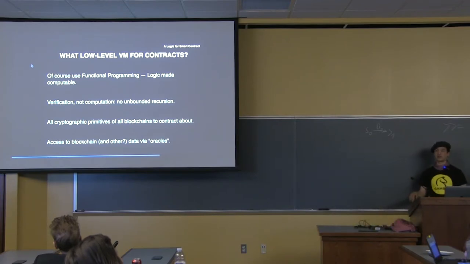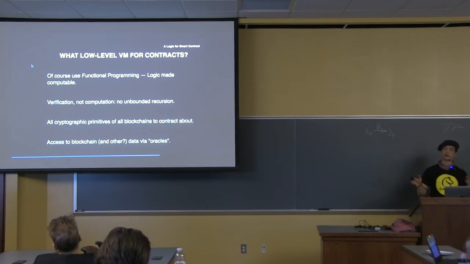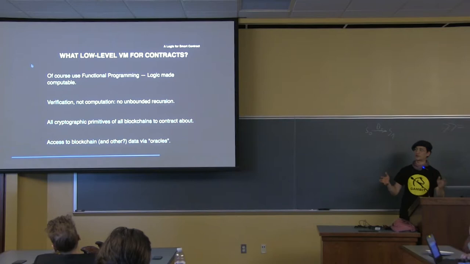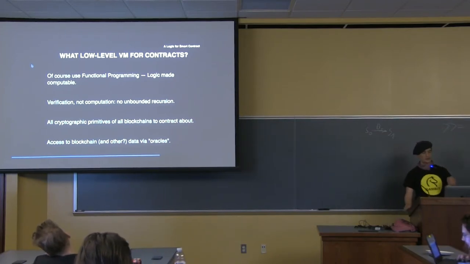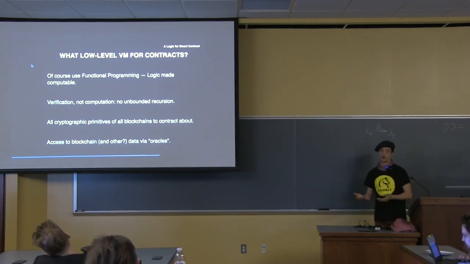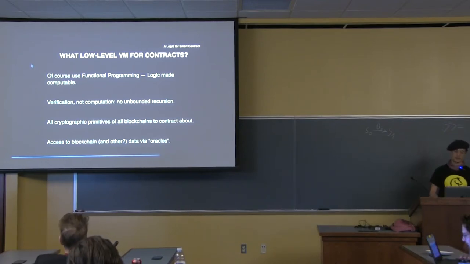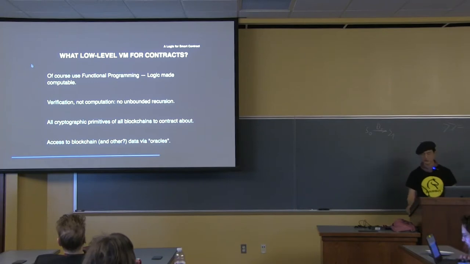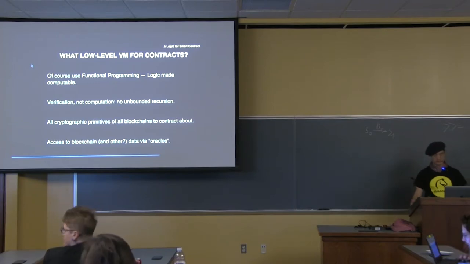You can have a logic that has only subtraction and no addition, and that will be enough. All the constructors should be constraint constructors. And that's all you need. Of course, all the cryptographic primitives of all the blockchains you want to contract about had better be there, or else it will be very expensive. And you will want to have oracles to access the other blockchains, or even your own blockchain. Some blockchains right now make it very hard to access even the state of their own blockchain. So the contracts are hard to write.